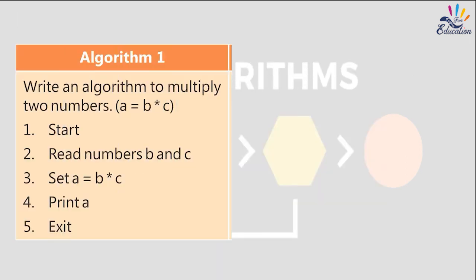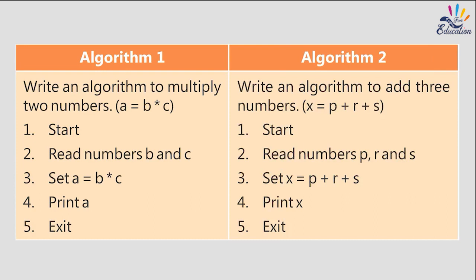Algorithm 1. Write an algorithm to multiply two numbers. A = B × C. Start. Read numbers B and C. Set A = B × C. Print A, exit.